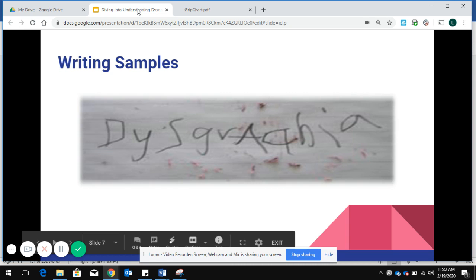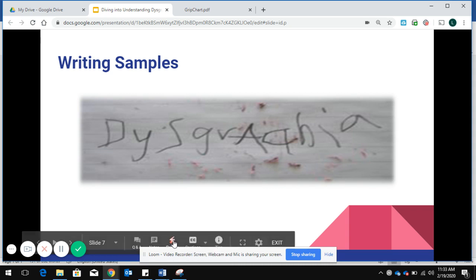Now we're going to do writing samples. This is my favorite part of the presentation. So I want you to keep in mind the characteristics that we just discussed, or if you have a copy of this presentation, have it right there next to you so you can be looking at those characteristics as we go through these writing samples. So I want you to take a look at this writing sample, and I want you to consider those characteristics.